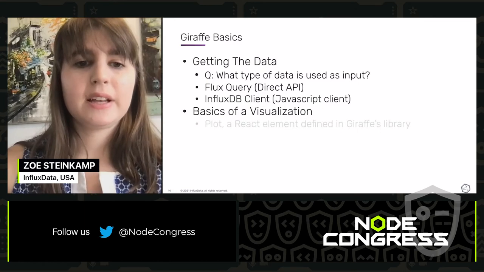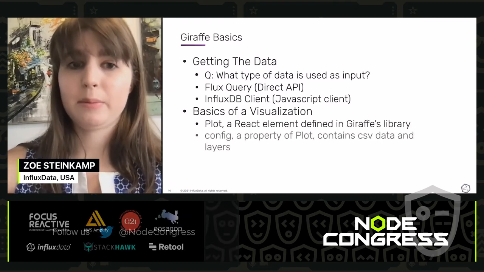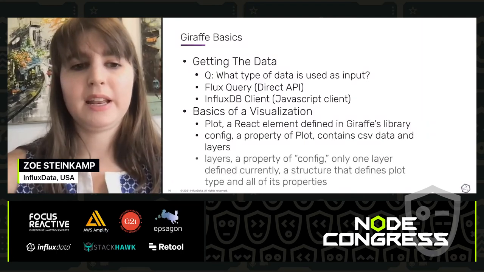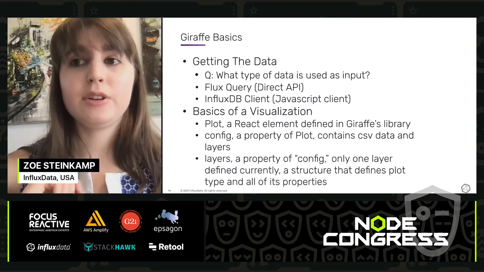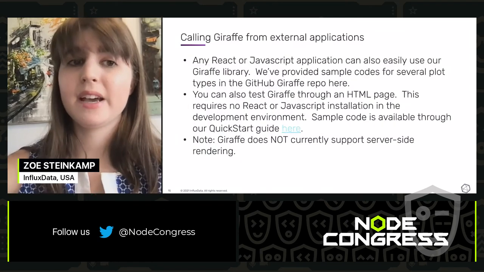The basics of visualization are that it has a plot, which is a React element defined in the Giraffe library, a config, which is a property of that plot, which contains CSV data. And then finally, layers, which is a property of config, which is how you decide which graph type you want to display. I'm again going to show an example of this.